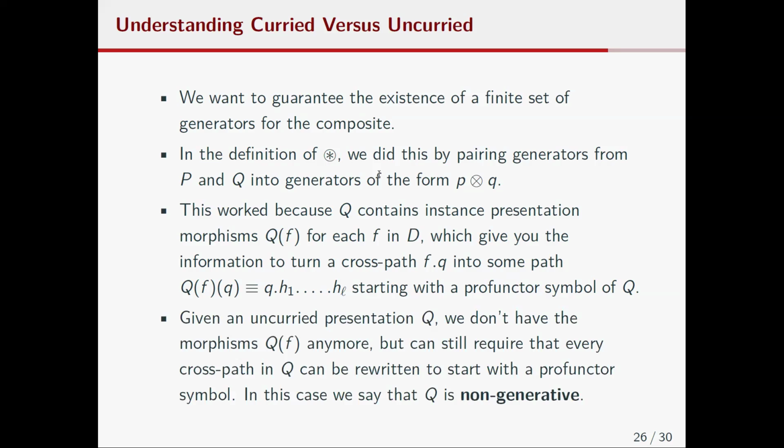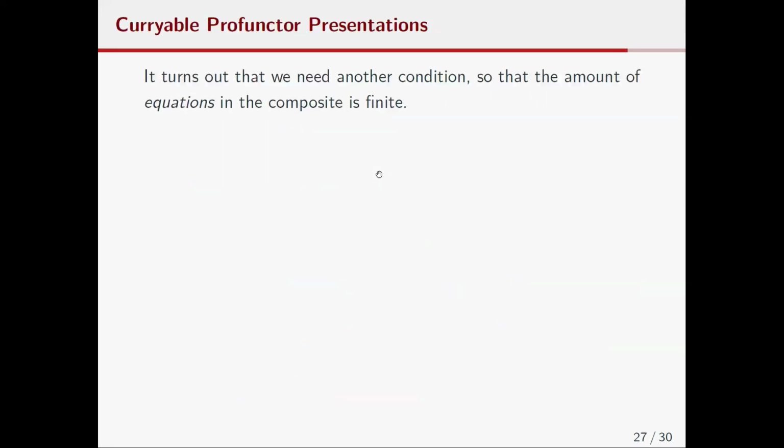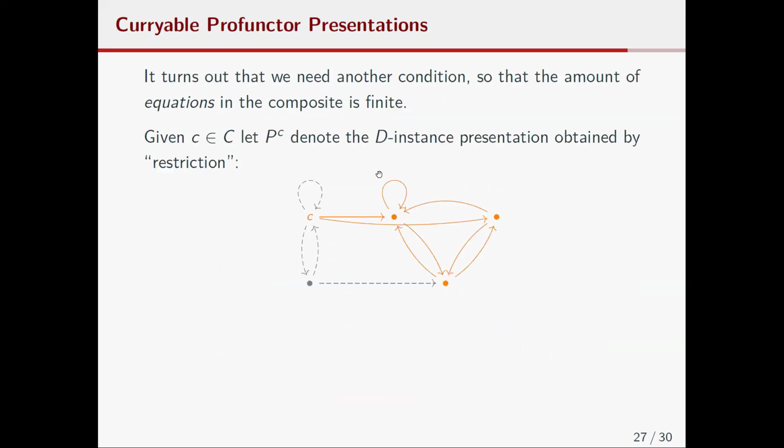So when we look at an uncurried presentation, we don't have morphisms like that, but we could still require that every cross path can be rewritten to start with a profunctor symbol. There's a simpler way of stating this, but that's it here. And in that case, we say that the uncurried profunctor presentation is non-generative. It turns out that we need another condition because we also want the number of equations to be finite. Otherwise, it would just finitely generate it.